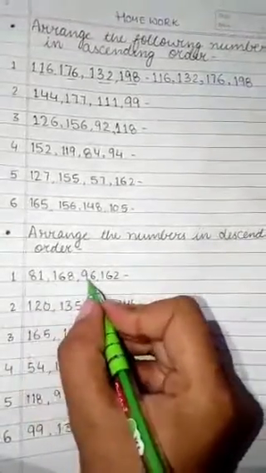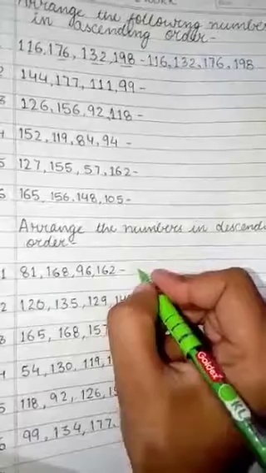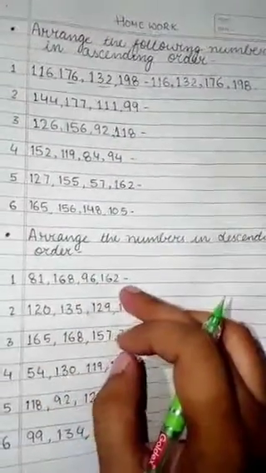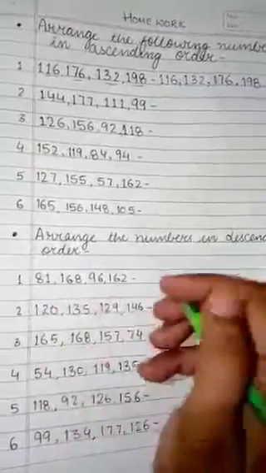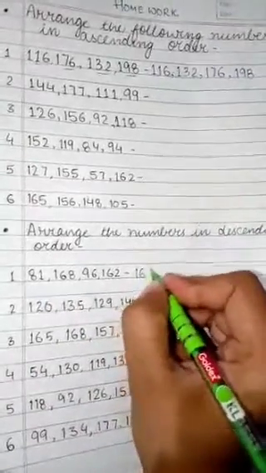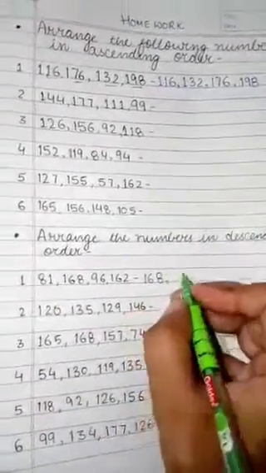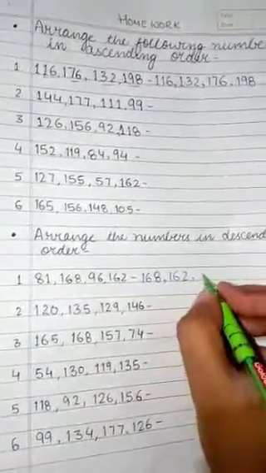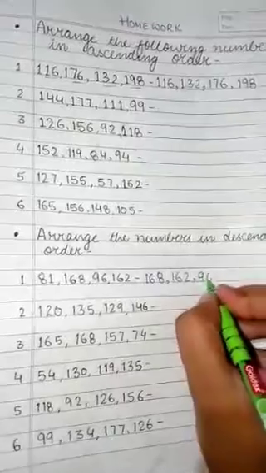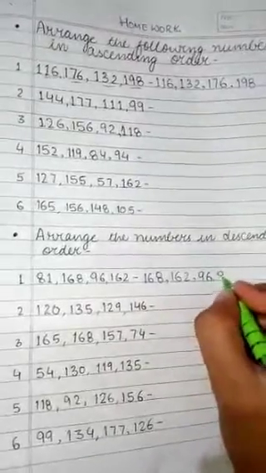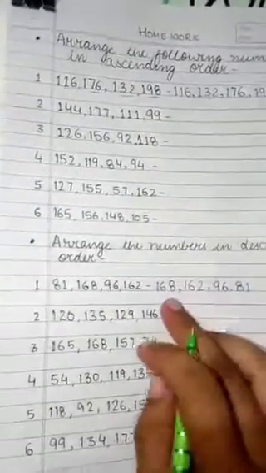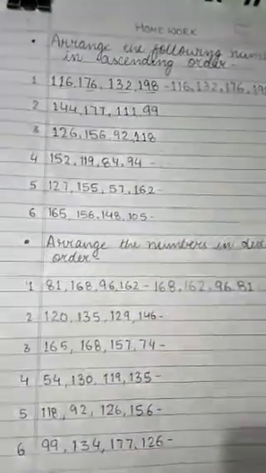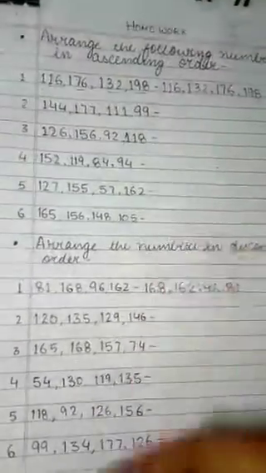So 81 or 96? 96 is greater. 168, 162. Which is greatest in this? Yes, nice. 168. And after that, 162. And after that, 96. And after that, 81. 168 is greatest and 81 is smallest. And the rest is your homework.